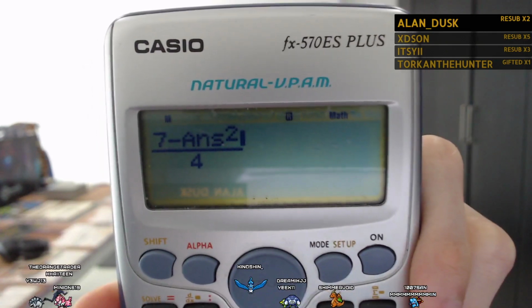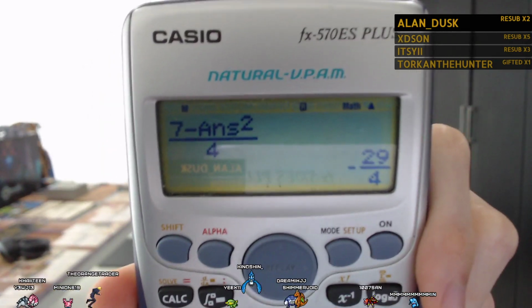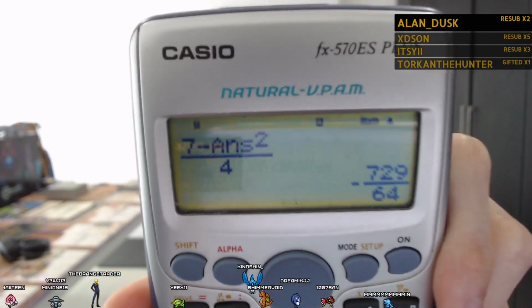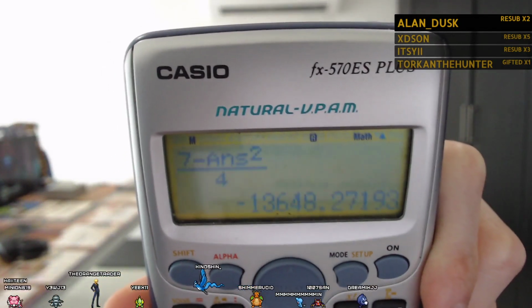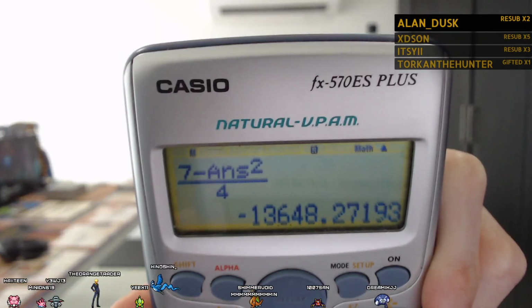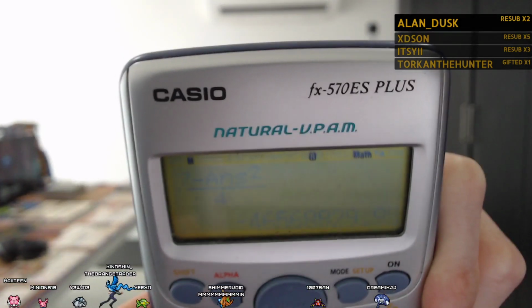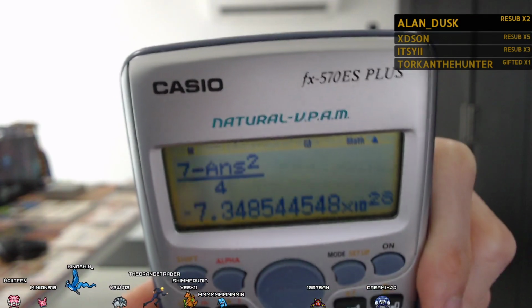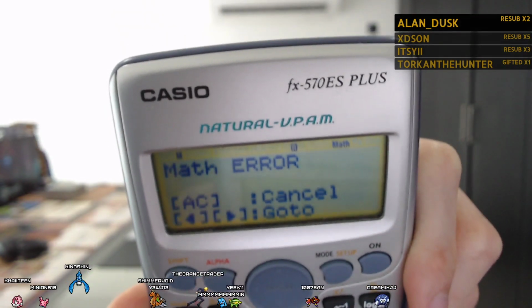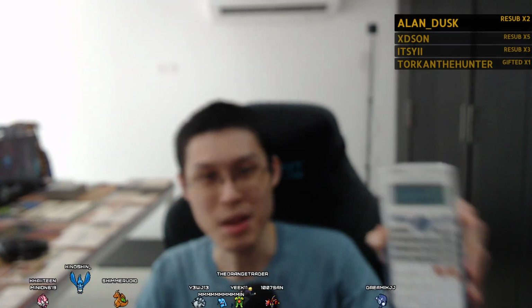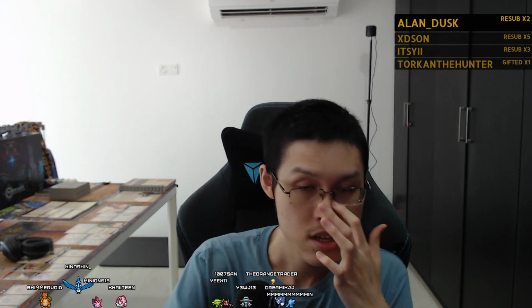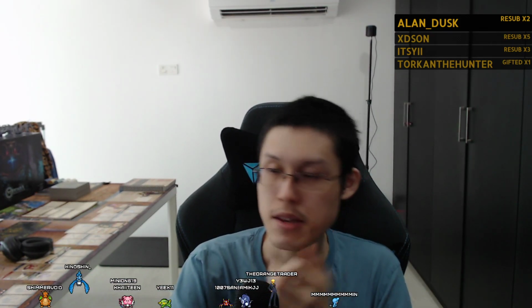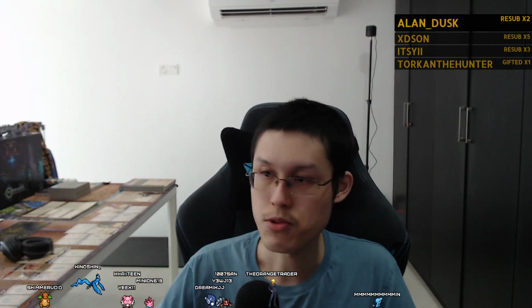So press enter. 4, press enter again. Get this huge number. Enter again, enter again. Oh, negative 13,000. 4 million. It's a gigantic number. And math error. So sometimes this might happen. You might get math error because it diverges. So in that case, just choose a different starting point.